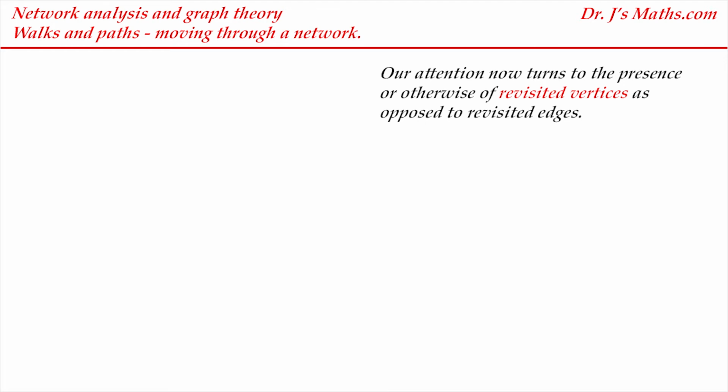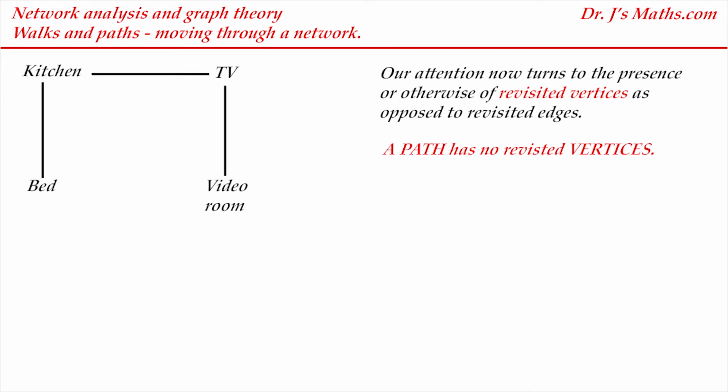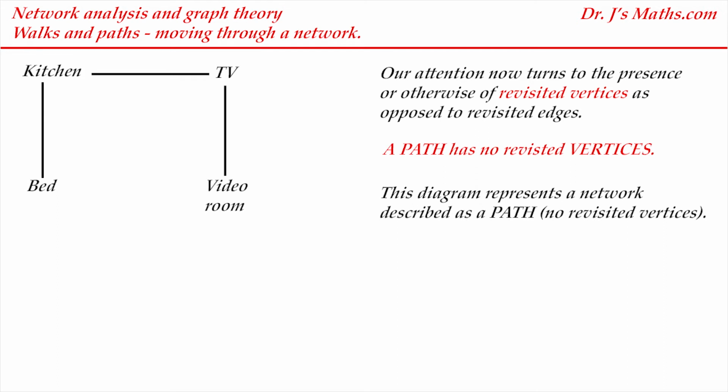Now the trail and the circuit have emphasised no revisited edges. So our attention now turns to the presence or absence of revisited vertices. And we define a path as having no revisited vertices. The diagram I've got here represents a network which we can describe as a path. It goes from the bedroom to the kitchen to the TV to the video room. So there's no revisited vertices. So that network can be described as a path.